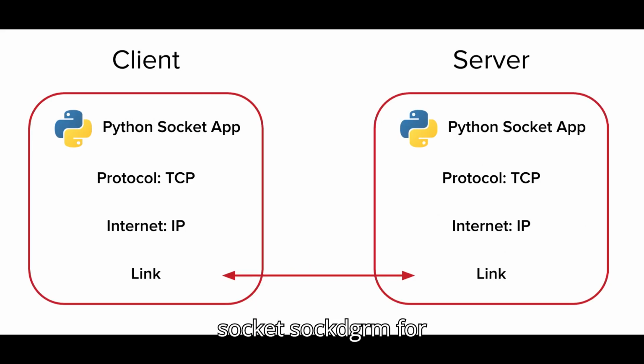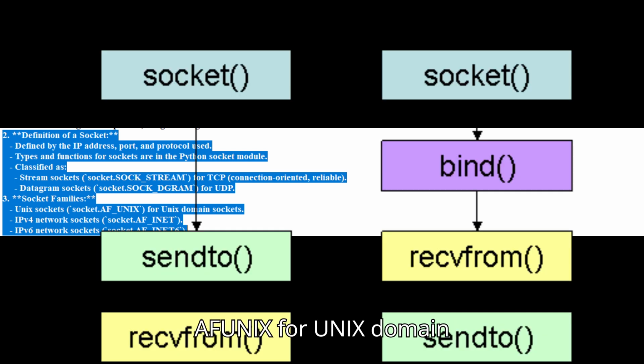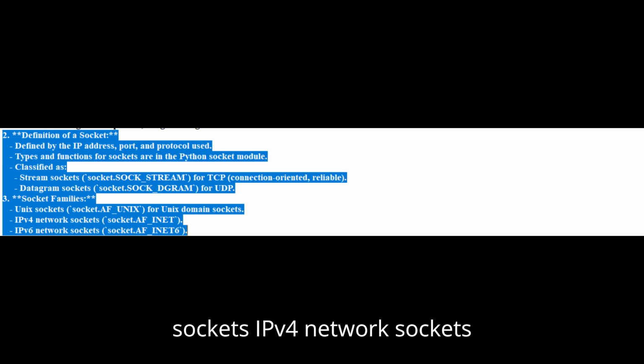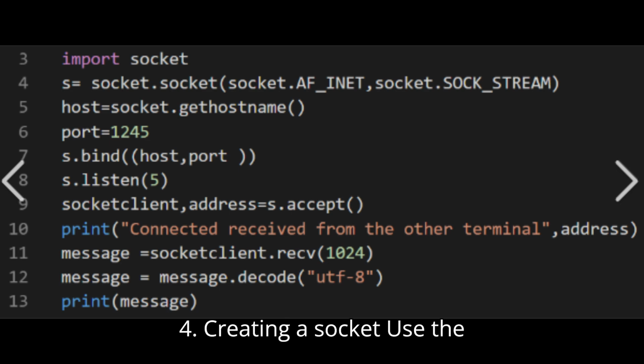Datagram sockets, SOCK_DGRAM for UDP. 3. Socket families. Unix sockets, socket.AF_UNIX for Unix domain sockets. IPv4 network sockets, socket.AF_INET. IPv6 network sockets, socket.AF_INET6. 4. Creating a socket. Use the socket.socket constructor. Default parameters, AF_INET family and SOCK_STREAM type. Syntax: socket.socket(socket_family, socket_type, protocol=0).